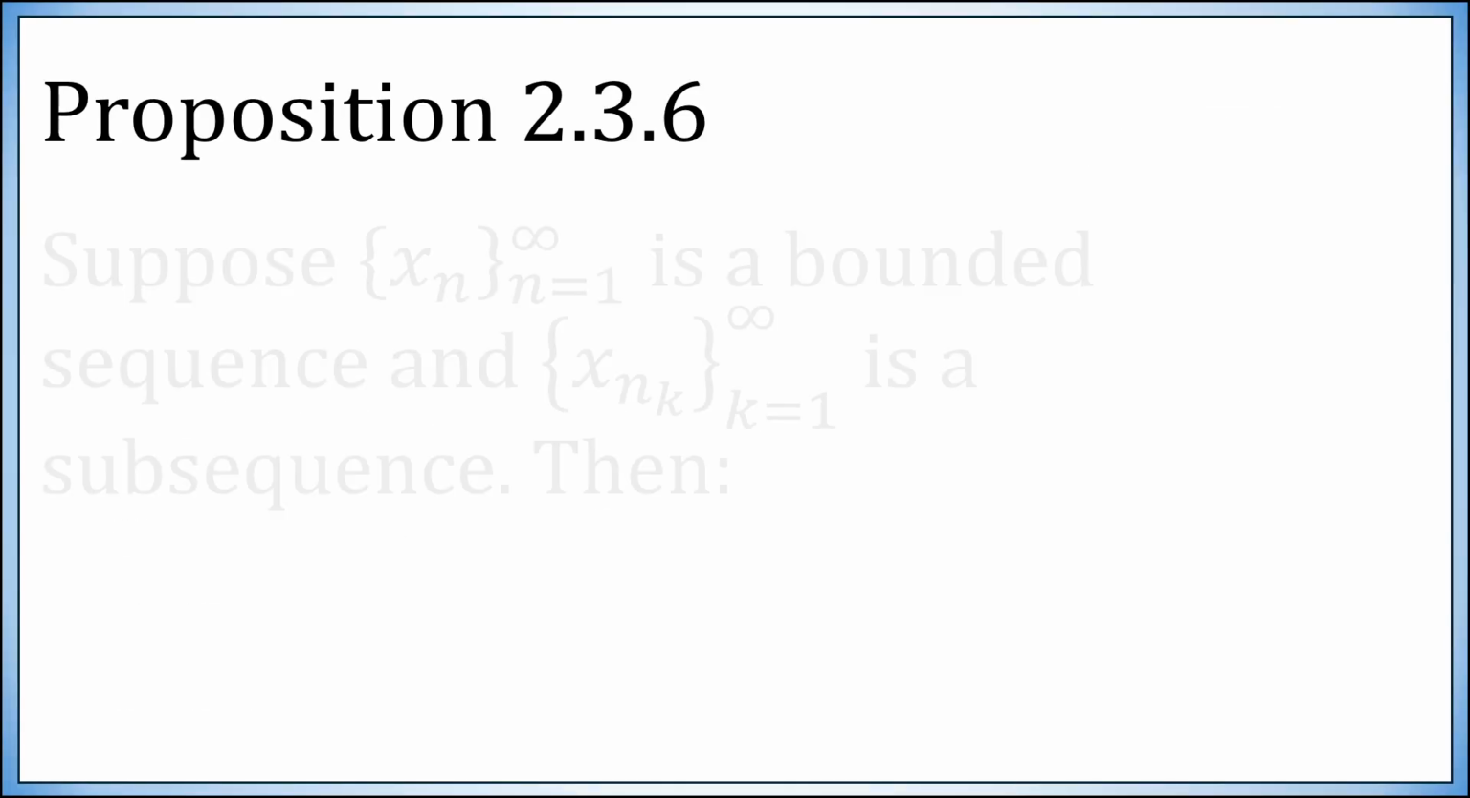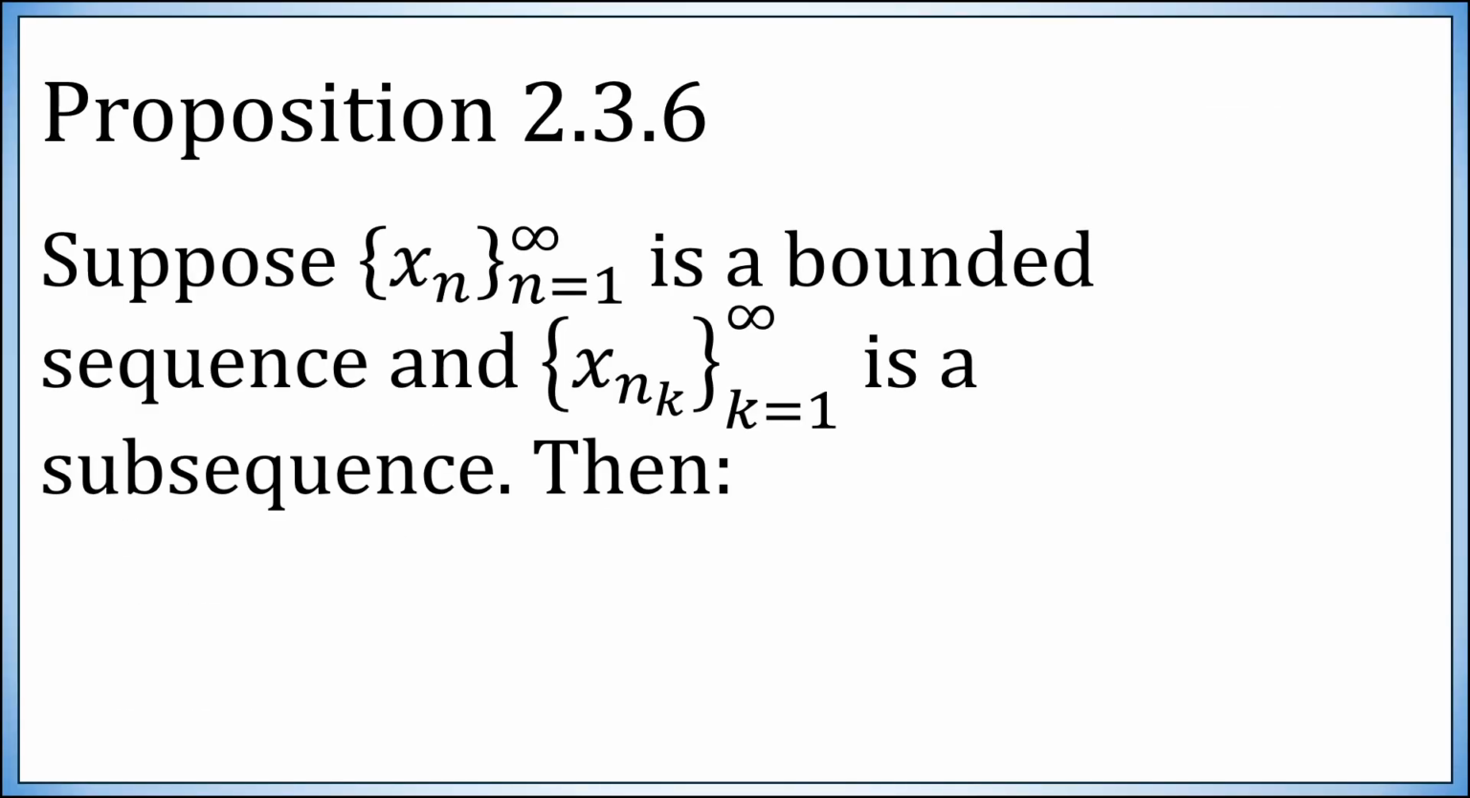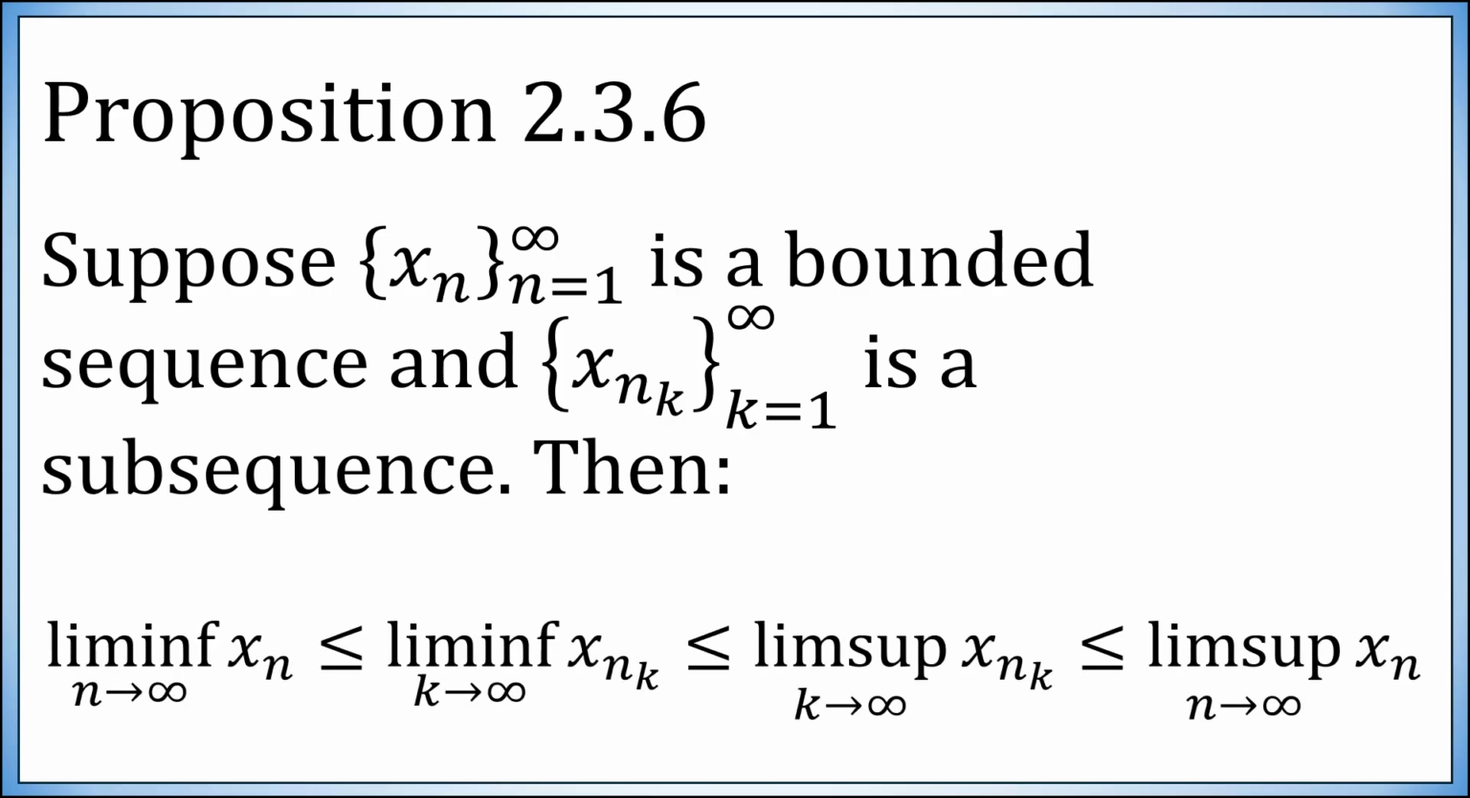Prop 2.3.6. Suppose you have a bounded sequence and a subsequence. Then you can establish the following inequalities. The liminf of the original sequence is less than or equal to the liminf of the subsequence. The liminf of the subsequence is less than or equal to the limsup of the subsequence, and the limsup of the subsequence is less than or equal to the limsup of the original sequence.